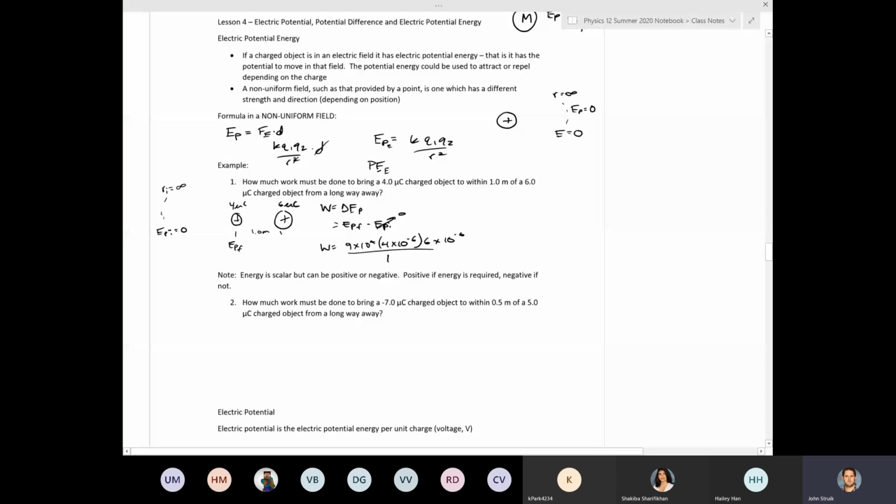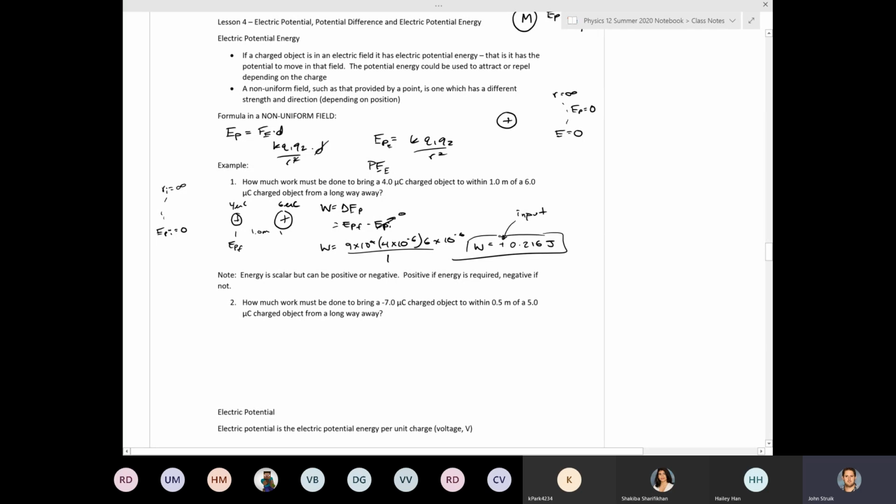Okay, and that gives us a value of positive 0.216 joules. Okay, and that is our answer for that question. So notice how I'm putting positive here, because I know that positives repel each other. Okay, and so if I want to bring a positive charge closer to another positive charge, I need to input energy. Input energy.